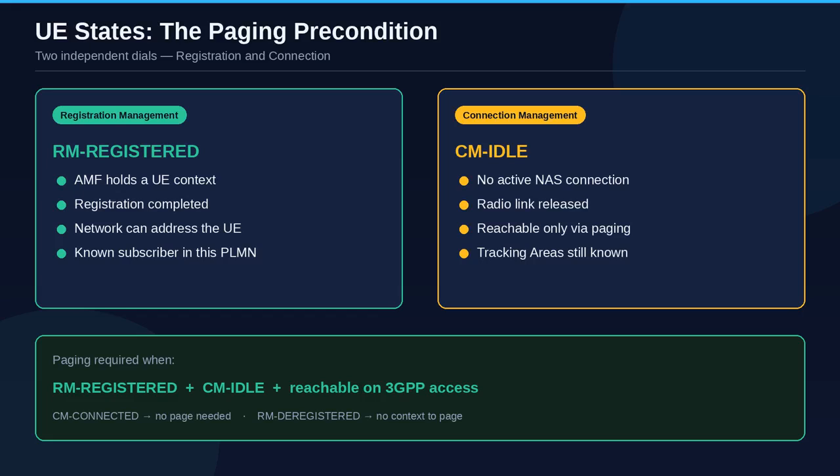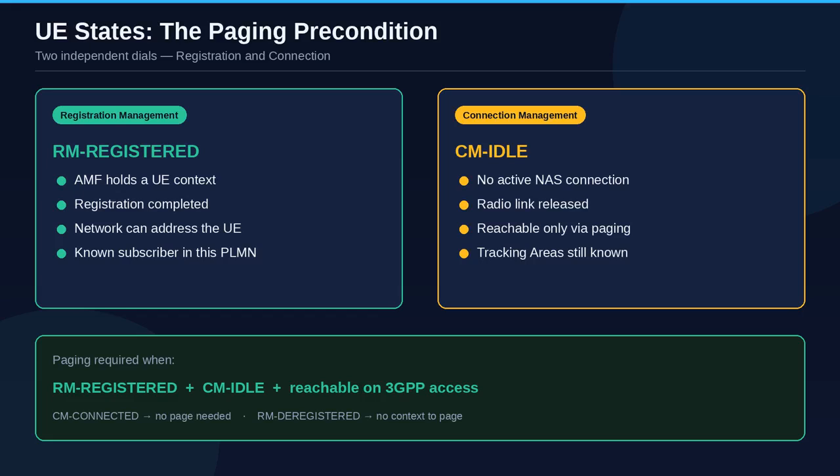Connection Management, CM, answers a different question. Is there an active non-access stratum signaling connection right now? In CM idle, that NAS connection is gone. The radio link is released. The UE is reachable only through paging in the tracking areas where it last registered. Put them together, RM registered and CM idle. The UE is known to the network but sleeping on the radio. That is exactly when paging is required.